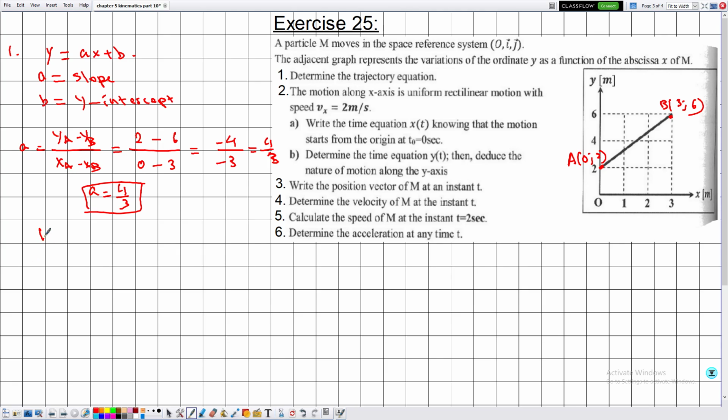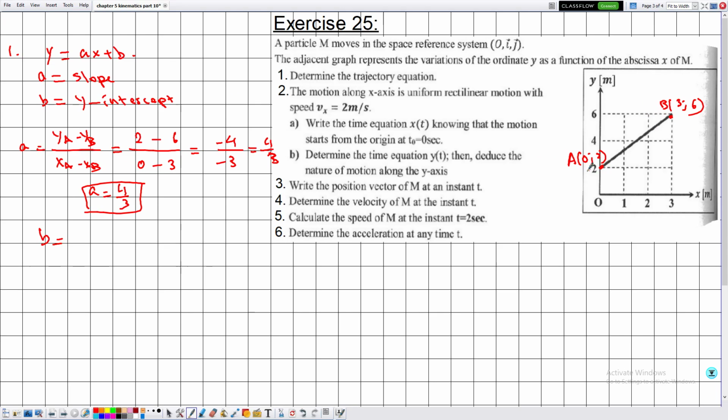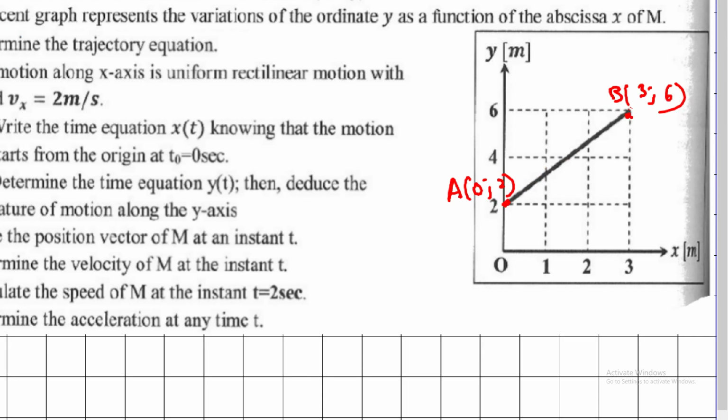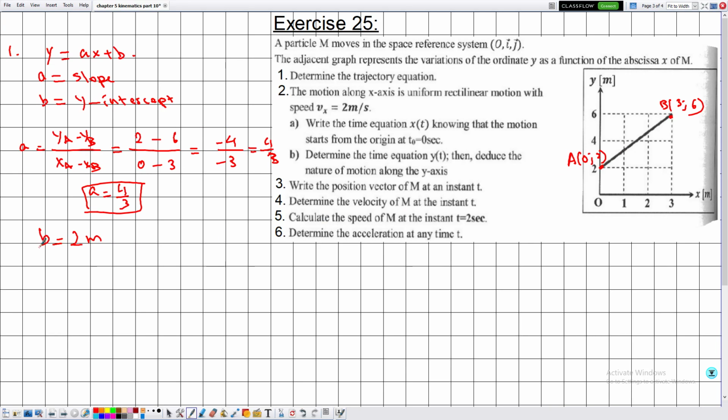Now, as for the y-intercept b, it's the value at which the straight line passes through the y-axis, and this is given by the value which is 2. So b is equal to 2. Now, in this case, b carries a unit which is meters. So b is equal to 2 meters. Now, in this case, the equation of the trajectory is given by y is equal to 4 over 3 x plus 2.